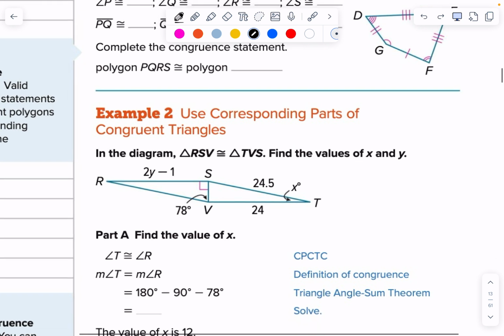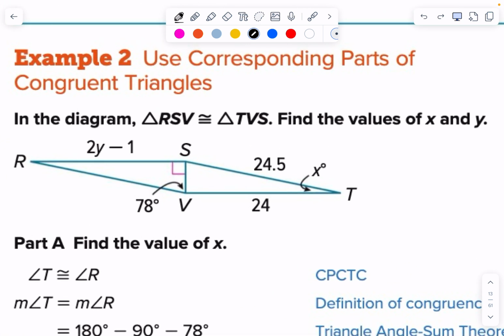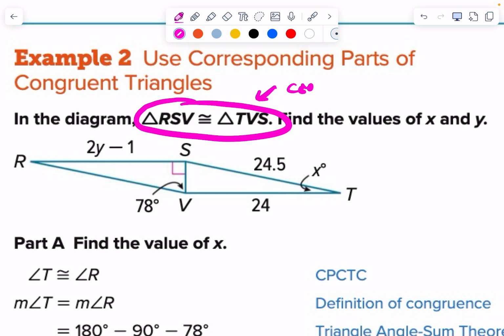Example 2, the middle of the next page. Now, this is important. Are you ready? In this diagram, they give you this. This is called the congruence statement. Don't overlook this thing because this guy tells you what pieces go with what pieces. So I know that angle R is the same as angle T. I know that angle S is the same as angle V. I know that V is the same as S. That's confusing.